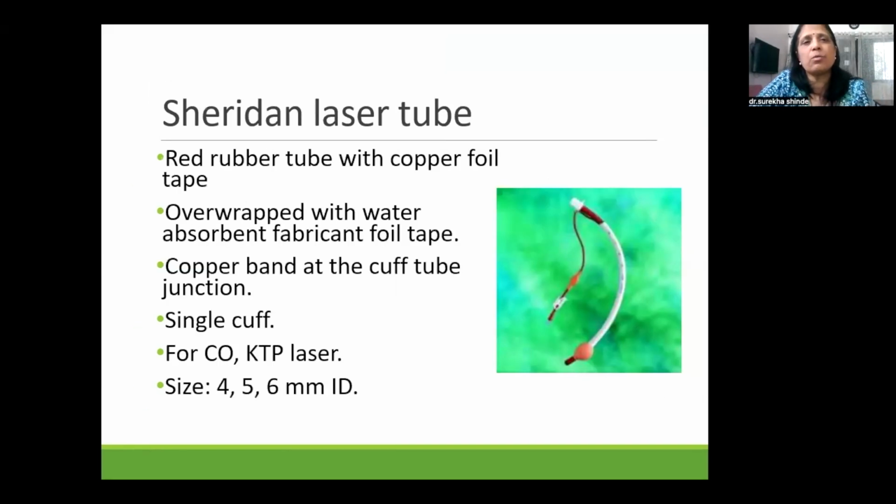This is the Sheridan laser tube. It's a red rubber tube with a copper foil tip. It is pre-wrapped copper foil tubing in the market, and it's a single cuff.